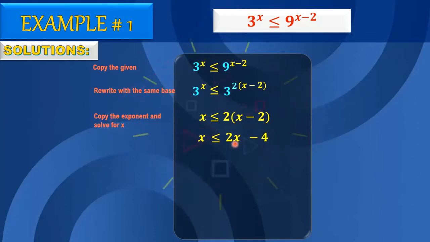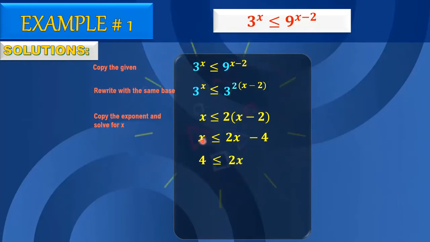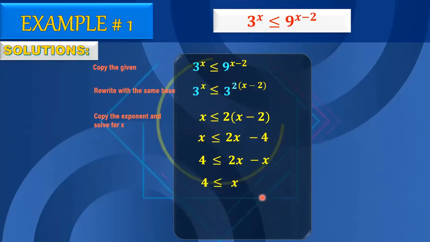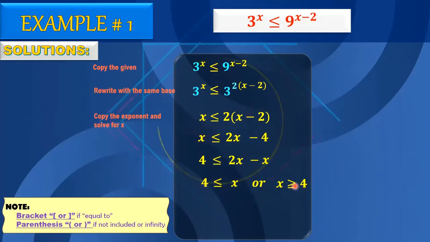And then transpose this negative 4 to the left side and x to the right side, so that we can divide both sides by negative 1. So that becomes from negative 4 to positive 4, 2x from positive x to negative x. Simplify, we have 4 is less than or equal to x. Or this can be written as x is greater than or equal to 4. So the values of x should be greater than or equal to 4.